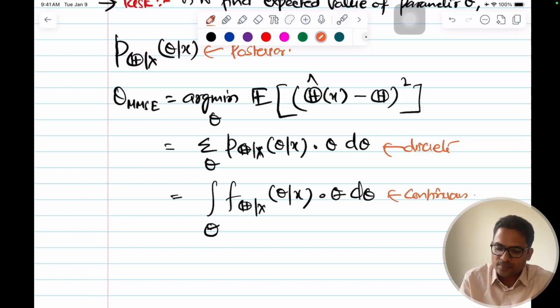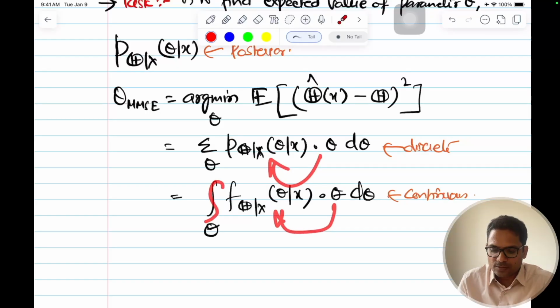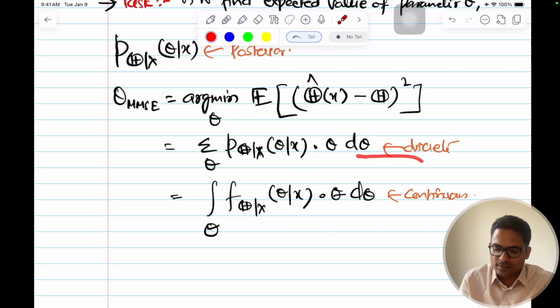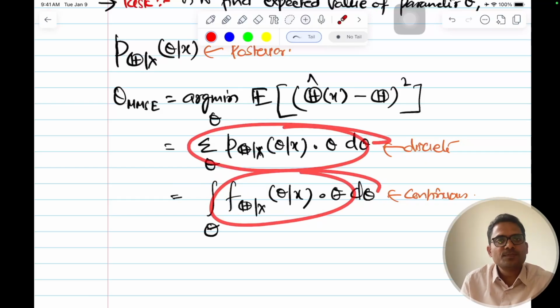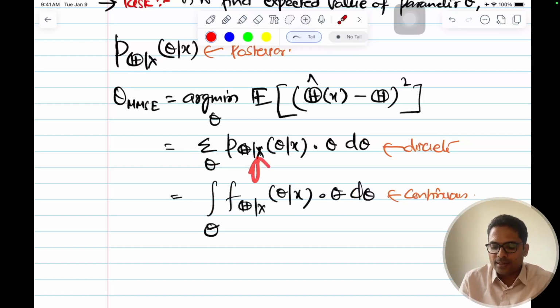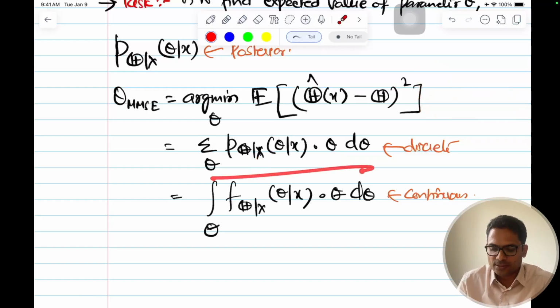That's what we do, right? The values of theta into their probability, and the summation over all of them for discrete, and the complete integral over the range of theta for continuous. That will give me the expected value. This is how we do expected value: probability of x into x. That is my expected value. I hope you remember this. That's what it is.